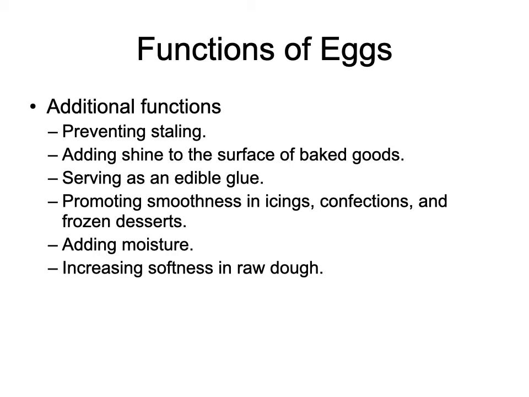They add shine. We use eggs as egg wash to create a shiny surface. They're used as an edible glue when we're making things like empanadas, or let's say a pithivier with puff pastry. We glue it shut with egg wash to make sure that it stays closed. It promotes smoothness in icings, confections, and frozen desserts. When you're using frozen items, it helps reduce the size of the ice crystals in ice cream. That makes ice cream smoother, with a more velvety feel. Eggs add moisture, and eggs increase softness in raw dough.